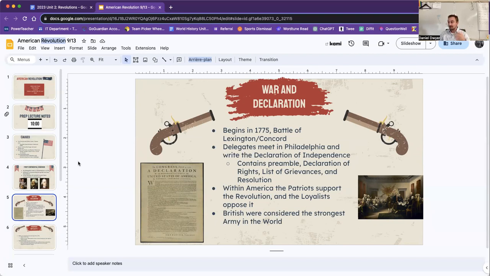So what will happen? Within America, the two groups are going to be the patriots who support the revolution and the loyalists who are going to oppose it. And just more context, at the time, the British were considered the strongest army in the world. So the small little colony going up against it doesn't really stand much of a chance, right?